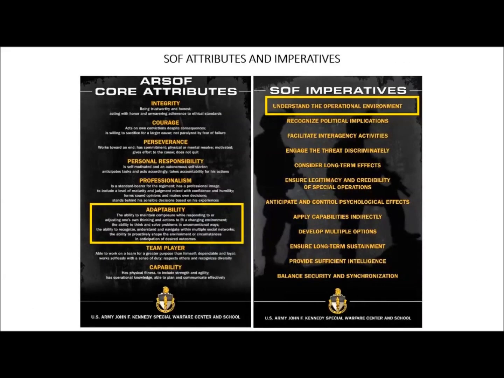So looking at the RSOF core attributes: adaptability, the ability to maintain composure while responding to or adjusting one's own thinking and actions to fit a changing environment, and the ability to think and solve problems in unconventional ways. Again, we have to be able to recognize, understand, and navigate multiple social networks. This is transitional into medicine as well. We have to be able to adapt to the changing environment. We have to do a paradigm shift in medicine to be more precise, to be more patient-centered, and to focus more on resolution of health than management of disease. So looking at the soft imperatives, again: understand the operational environment, think outside the box, and resolve health, not manage disease.